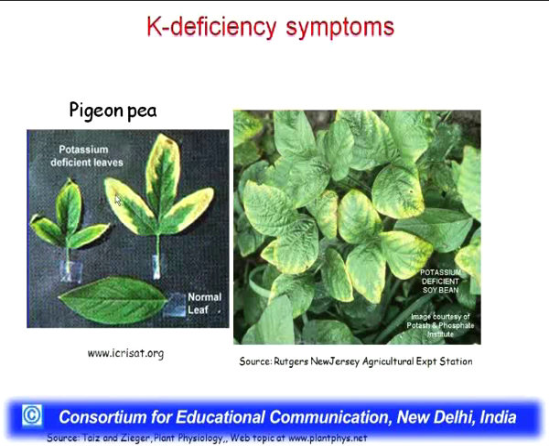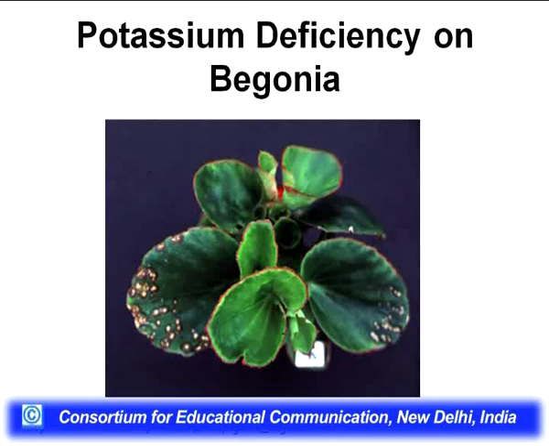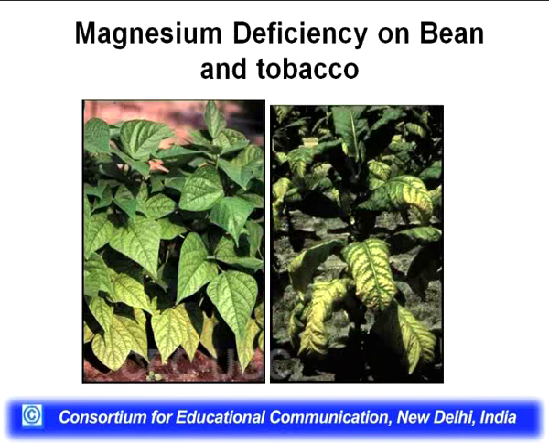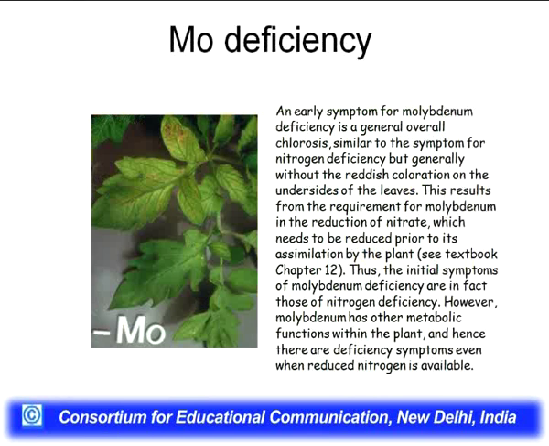Here is potassium deficiency in begonia, and there are quite many examples. Maybe it is not required to know all of them, but the main purpose is to tell you that there are certain distinct symptoms specific to a crop. So an experienced eye, by looking at the symptoms, can sometimes judge what is wrong in that plant and what supplement is required.